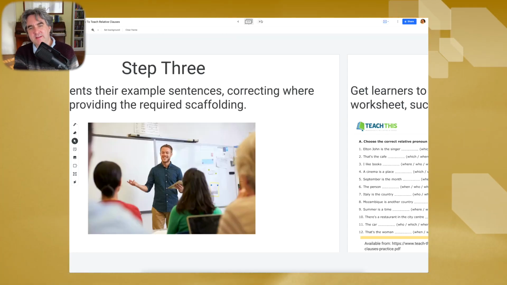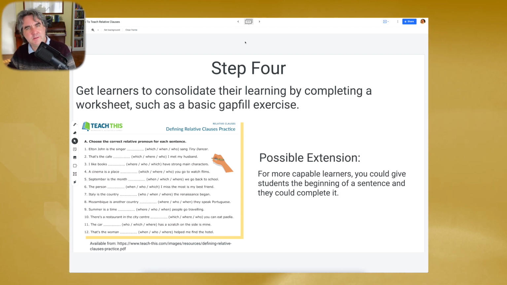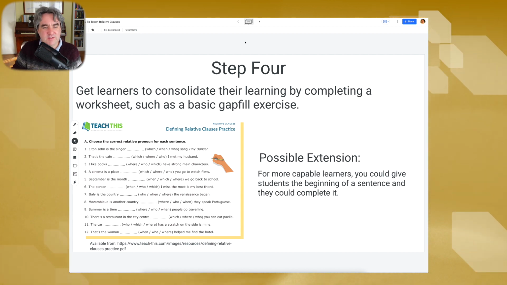The next step is really the final step in trying to consolidate what the students have learnt with relative clauses. I tend to get the students to see the patterns that are occurring: who for people, that for people or things, where for places, when for time, and that sort of thing with relative clauses. Once I've elicited possible patterns or recognition from the students, this is where I get to consolidate, and this is the fourth step, I suppose. It's getting learners to consolidate their learning by completing a worksheet. For example, here I've got this activity on defining relative clauses as practice.